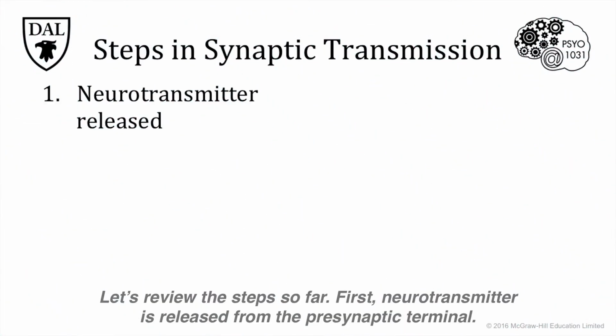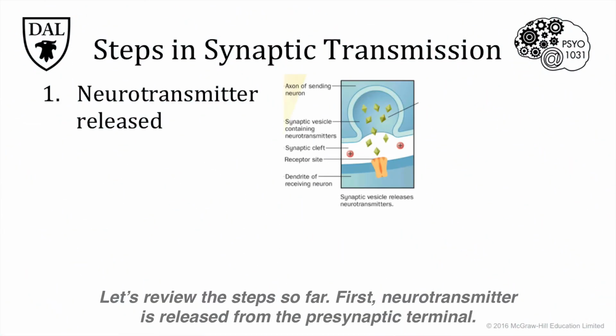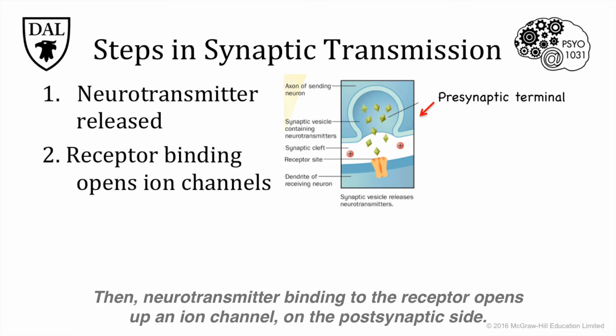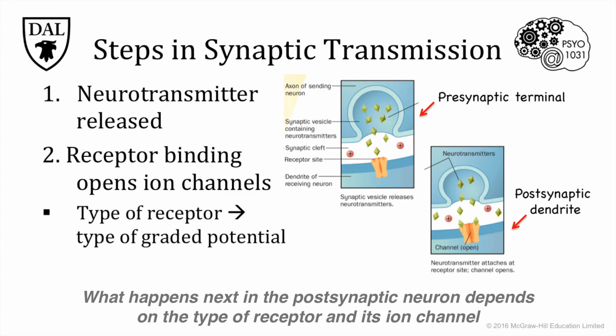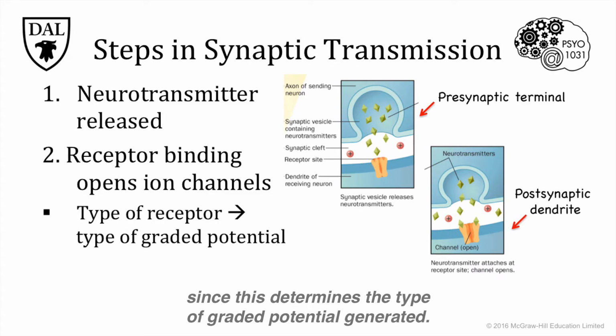Let's review the steps so far. First, neurotransmitter is released from the presynaptic terminal. Then, neurotransmitter binding to the receptor opens up the ion channel on the postsynaptic side. What happens next in the postsynaptic neuron depends on the type of receptor and its ion channel, since this determines the type of graded potential generated.